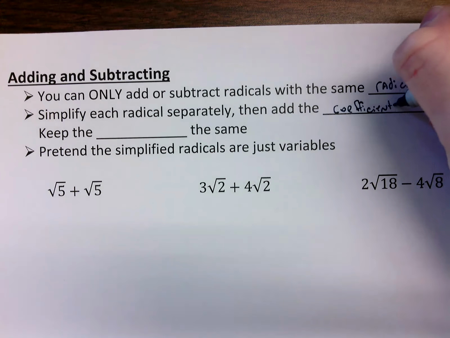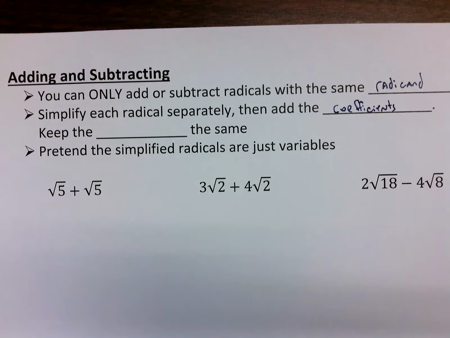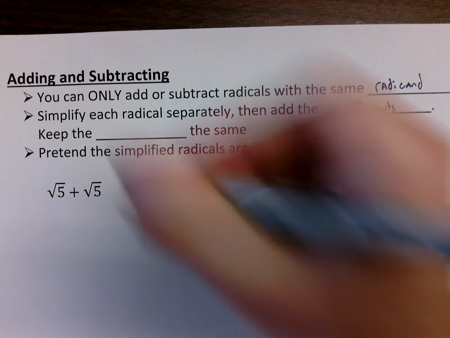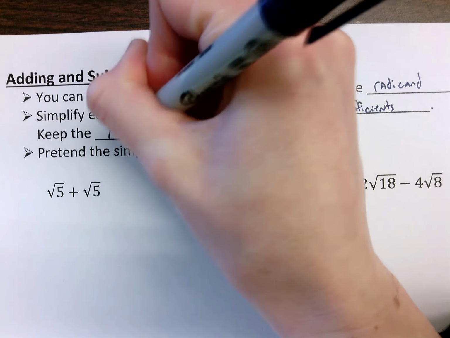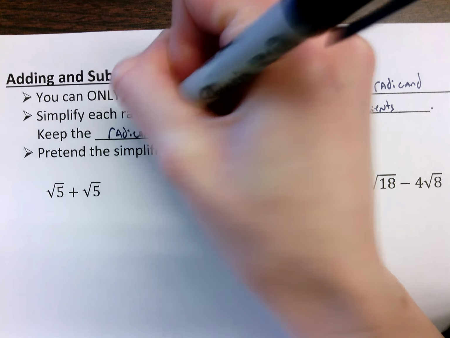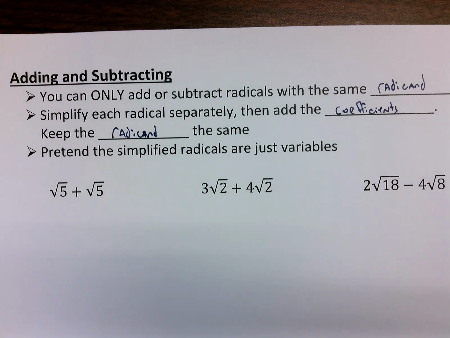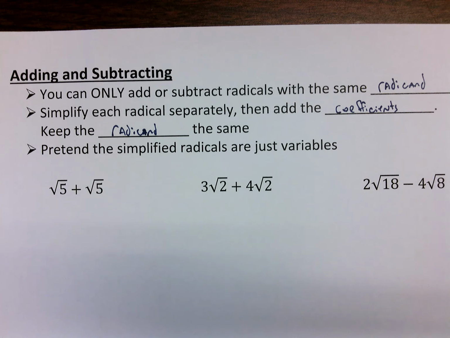Okay, and the coefficients are the numbers in front of the radicals. Okay, so you add the numbers that are in front of the radicals together. Okay, you keep the radicand, right, the number on the inside, you keep that the same. Okay, so it's a lot like just simplifying problems. So pretend the simplified radicals are just variables.